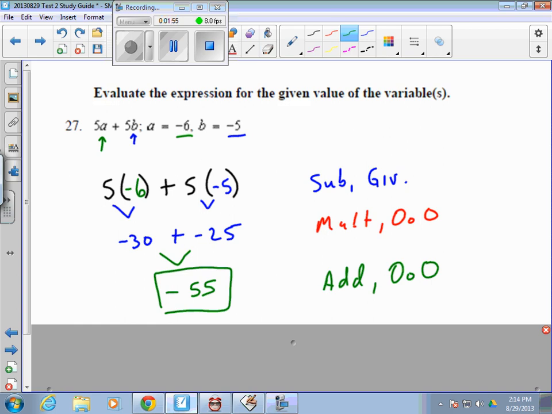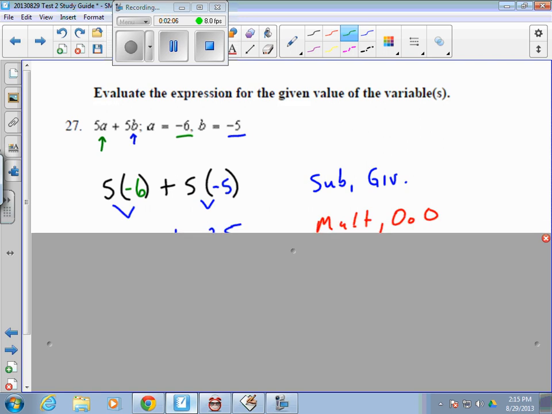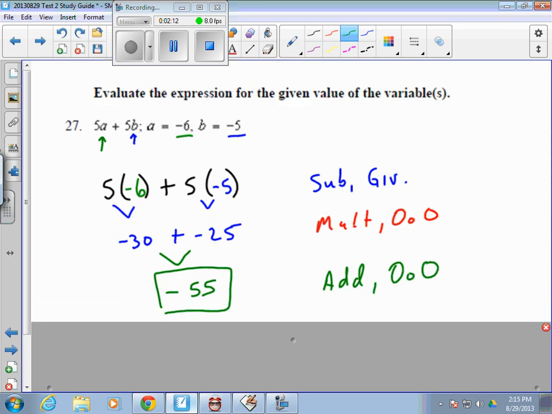If you look through the steps again, the first thing you want to do is substitute in negative 6 in place of A and negative 5 in place of B. Make sure you put the correct numbers in, not like what I just did. Substitute them in, given values. Then you multiply. 5 times negative 6 is negative 30. 5 times negative 5 is negative 25. Order of operations tells you to multiply. And then we add a negative and a negative together. We get negative 55. Adding because the order of operations says to add.